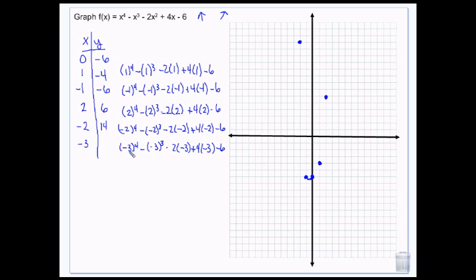So this is 81 plus 27 plus 6 minus 12 minus 6. So it's way up here. It's highly positive, right? So it's off our graph. So I think we're good to say that this is this end. And we can just work the positive side now.